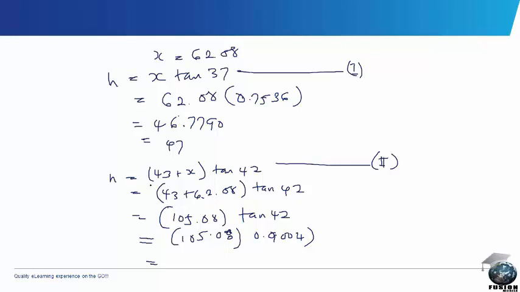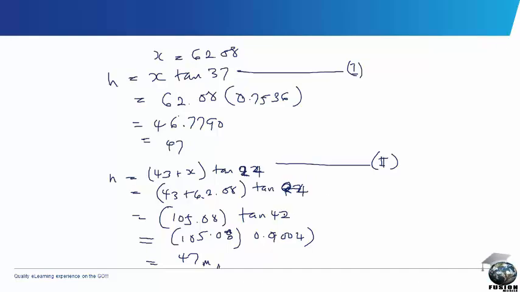Okay, well, let's do this. 105.08 times tan 1042. Alright, you have the same value as above, 47 meters. So now you can see that from both sides the outcomes are the same. Alright, so we'll go into a different example, and a simpler one, so that you will understand better.